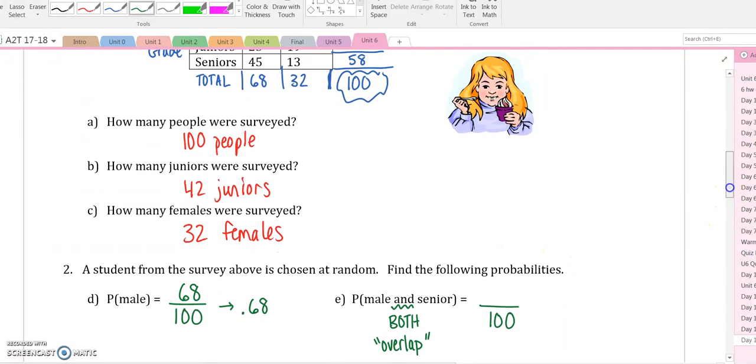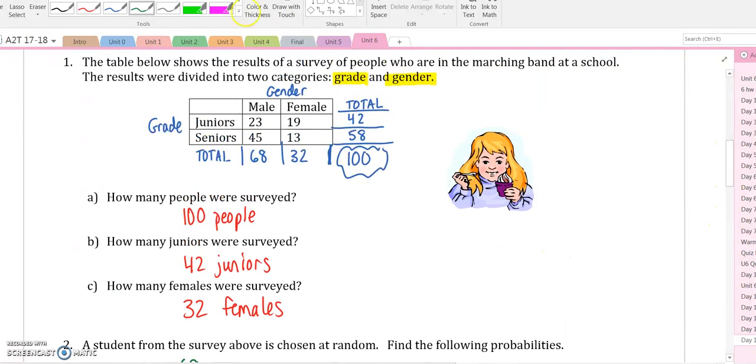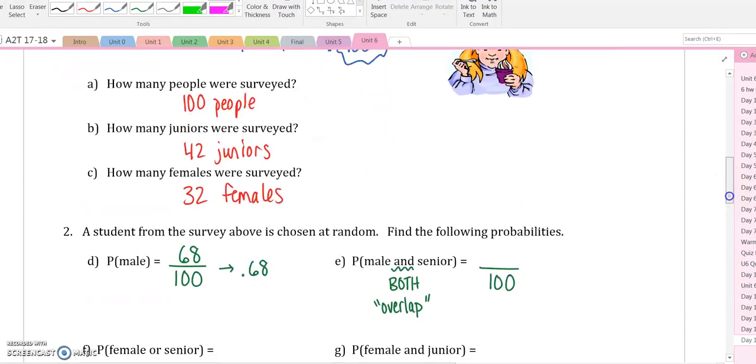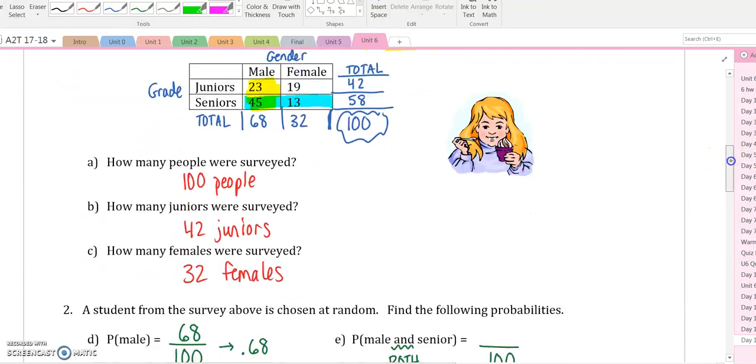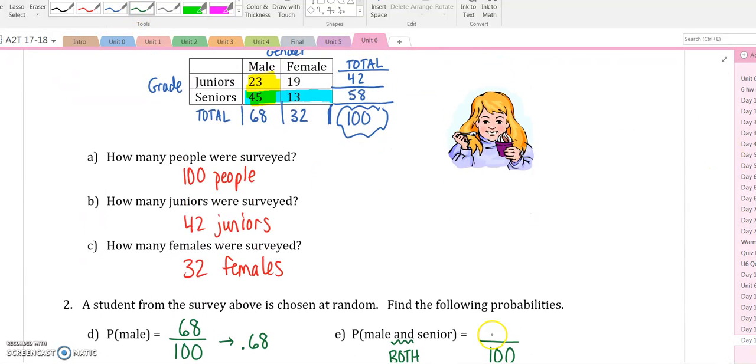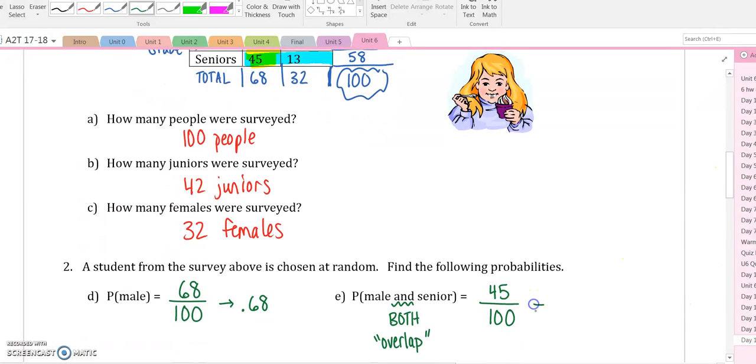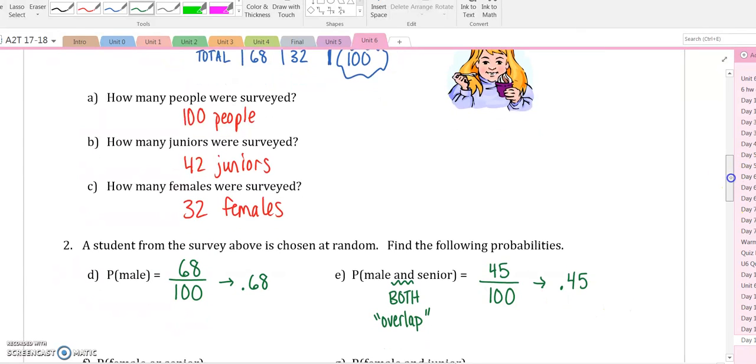So one thing I like to do is, using my highlighter, I'll highlight my males. So right here are the males. And then I'll highlight seniors. And it should be where those two highlighters overlap. So in this case, on that 45, you can see how it's green. That's where they overlap. So my numerator would be 45. There are 45 males and seniors. And again, I could leave it, I could simplify it, I could write the decimal. Up to you.